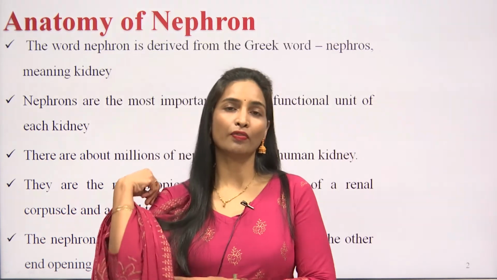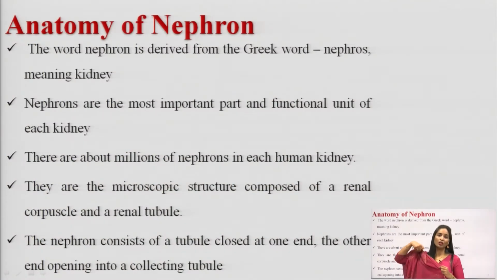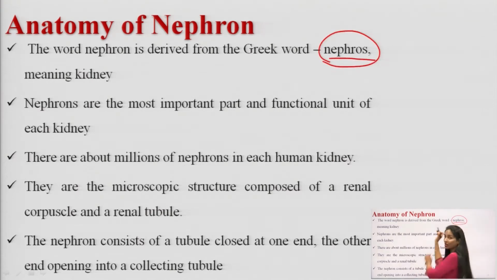So, what is the anatomy of a nephron? The word nephron is derived from the Greek word nephros. What is meant by nephron? It means kidney.